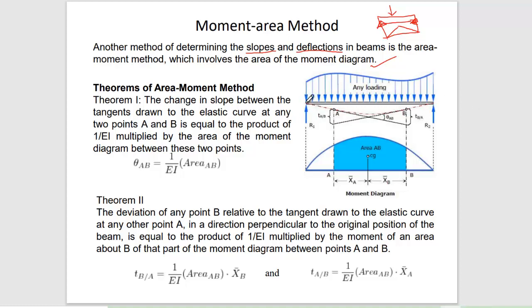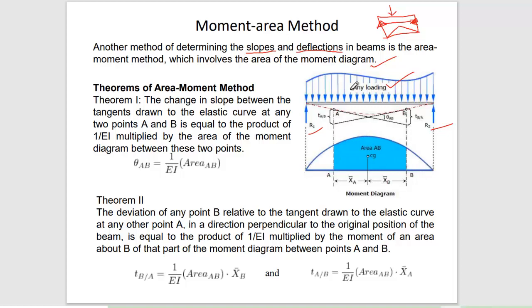Suppose consider this is a beam. Can you see the beam? And it is simply supported. One reaction is R1, another is R2. There are two reactions, and there is an arbitrary loading. So due to this loading, maybe this is the moment diagram.